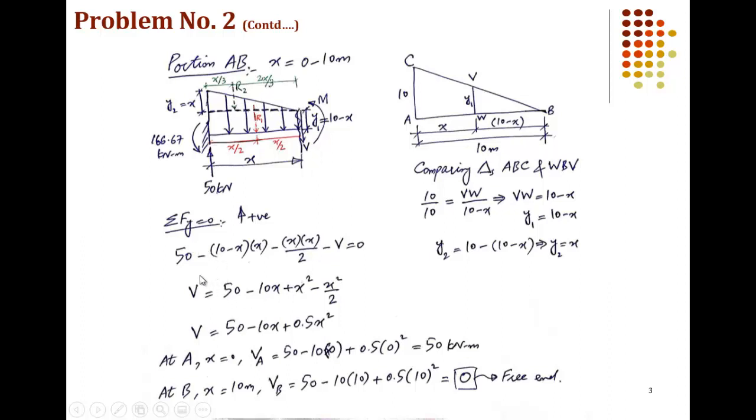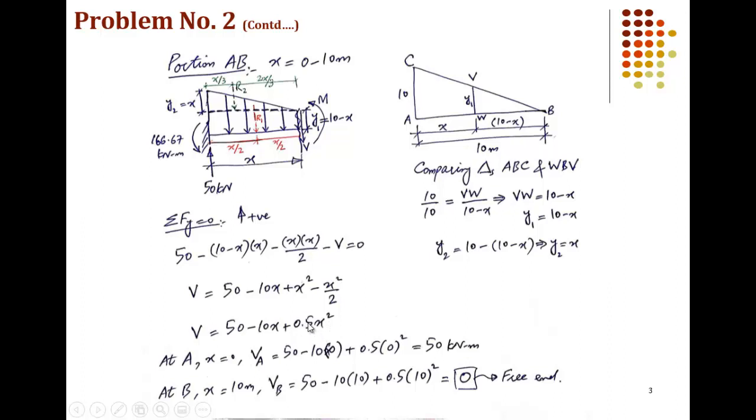So if you want to write down the equation of shear, 50 is acting in upward direction, then minus 10 minus x into x. This is the resultant of this rectangular load, so this is R1 basically. And then we have this triangular load which is also acting in downward direction, so it will be negative. And what are the dimensions of this triangle? x is the base and x is the perpendicular, so x into x divided by 2, and then minus V, shear force acting in downward direction, and that's equal to 0. If we rearrange this, we get V equal to 50 minus 10x plus 0.5 x square.